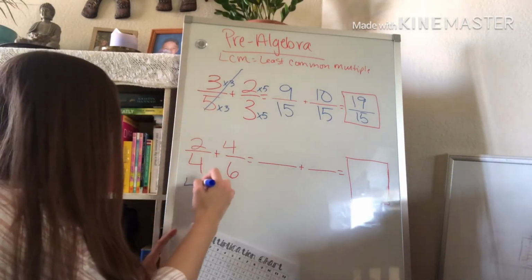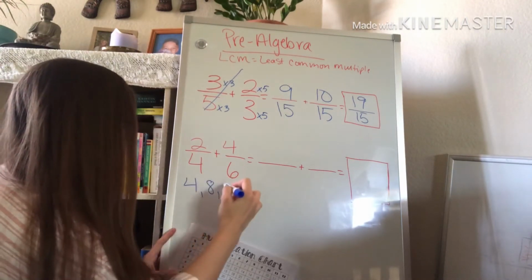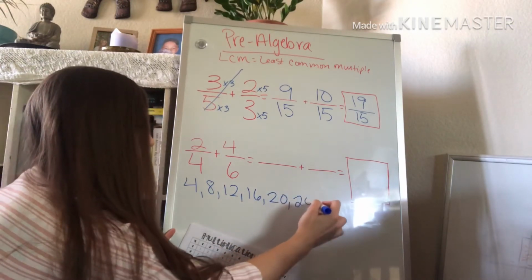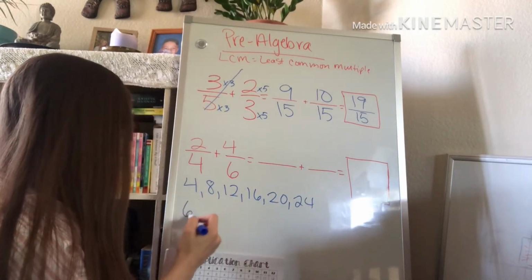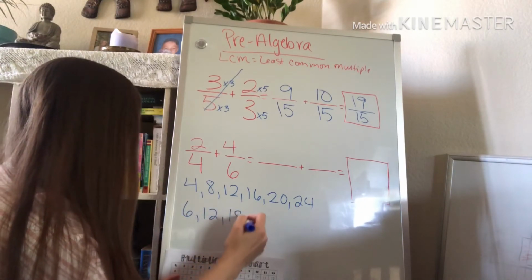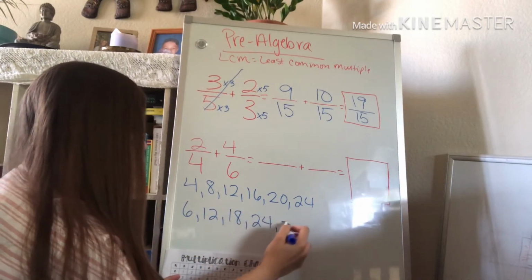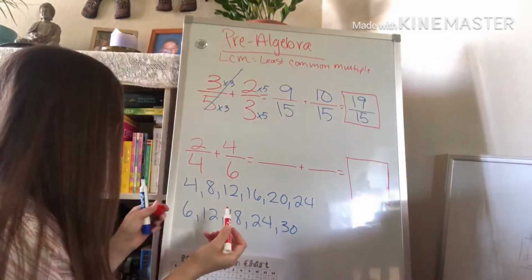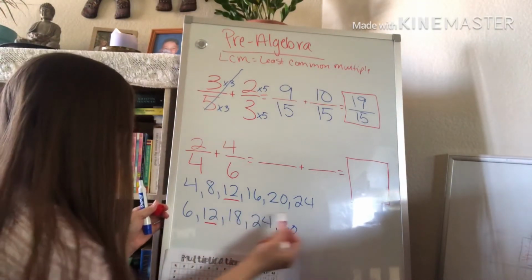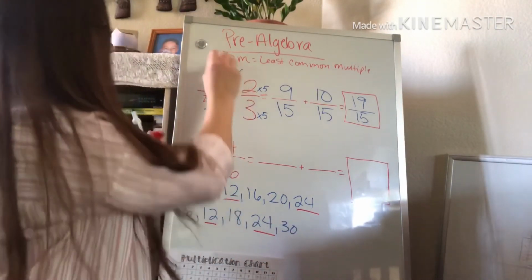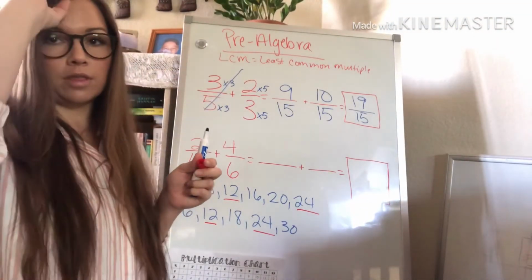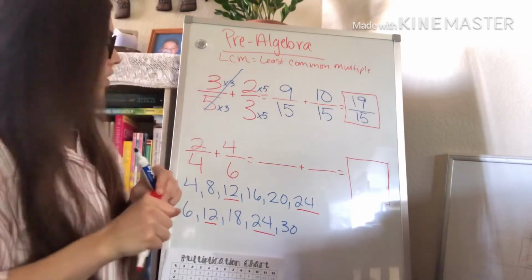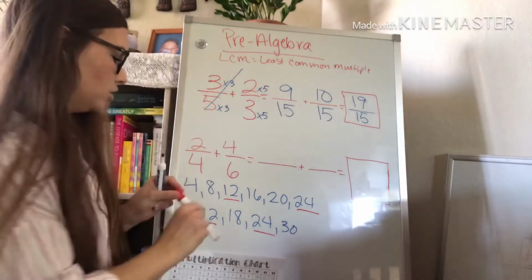I'm going to write them out so everyone can see them. 4, 8, 12, 16, 20, 24. Okay, now we'll do 6. 6, 12, 18, 24, 30. Okay, so our common multiples are 12 and 24. But we're looking for the least common multiple. We don't want the highest one because we're going to have to do a lot of multiplying to get there. We want the least common multiple. So that one's going to be 12.